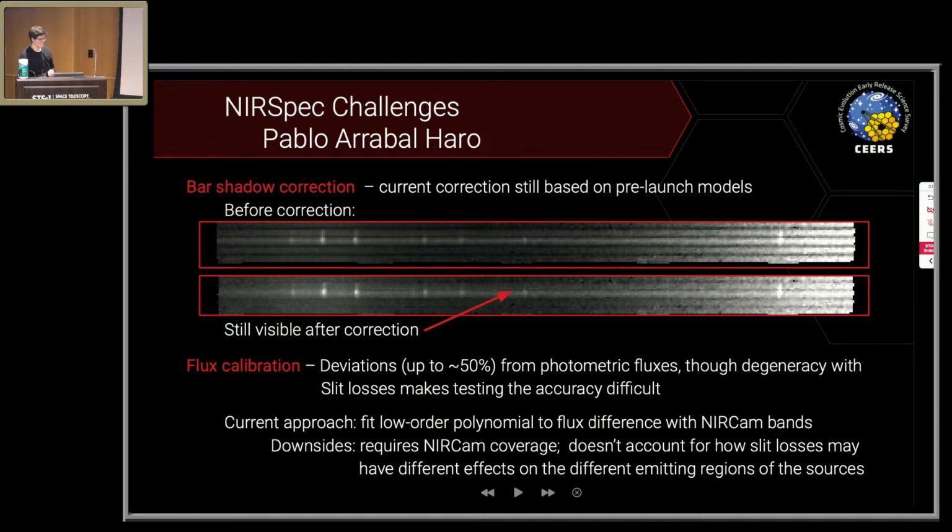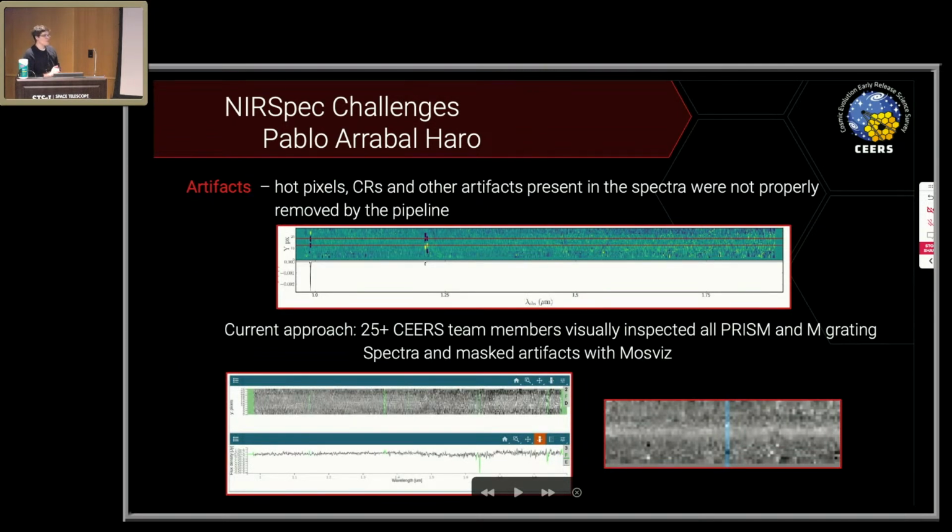So another one is we've had artifacts, bad pixels, cosmic rays, artifacts in the detector. We've had a huge problem with this in the NIRSpec spectra, where we're not able to remove them as successfully by the pipeline as we want, so they end up really dominating the extracted spectra.